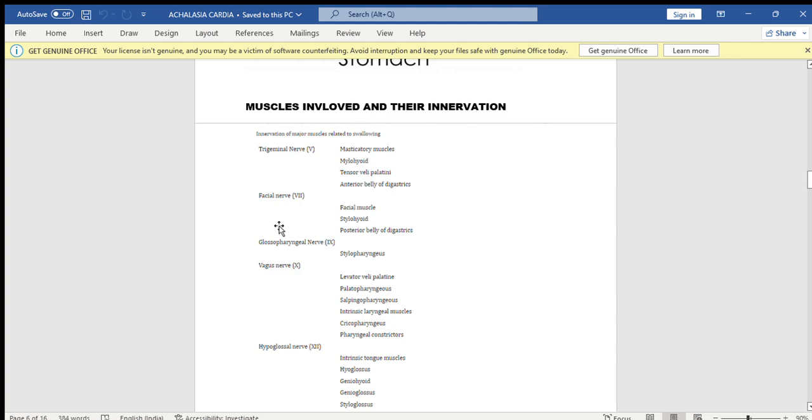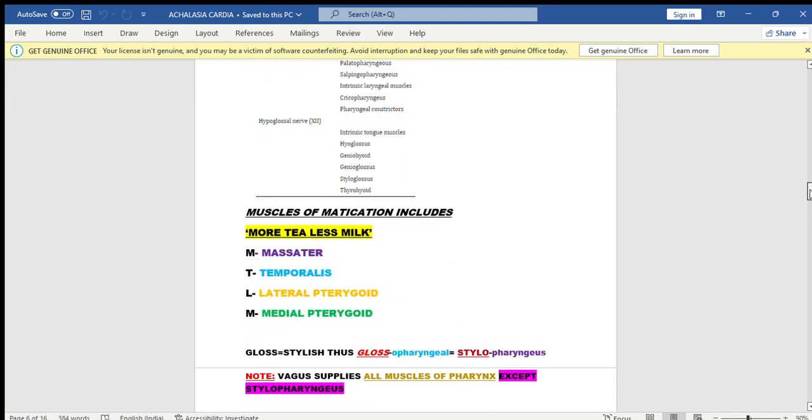The next nerve innervating, you have facial nerve supplying the facial muscles, the stylohyoid, and the posterior belly of digastric. Next you have the ninth nerve, glossopharyngeal, supplying stylopharyngeus muscle. We have the vagus nerve supplying levator veli palatini, palatopharyngeus, salpingopharyngeus, intrinsic laryngeal muscles, cricopharyngeus and the pharyngeal constrictors. And last we have the hypoglossal nerve supplying the muscles of the tongue, the intrinsic muscle, the hyoglossus, styloglossus. Then you have the geniohyoid, the thyrohyoid and the genioglossus muscle.